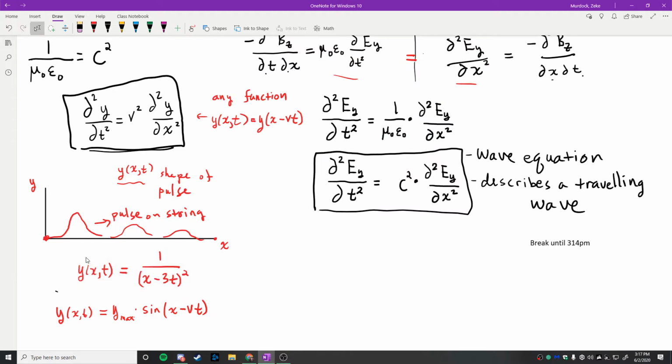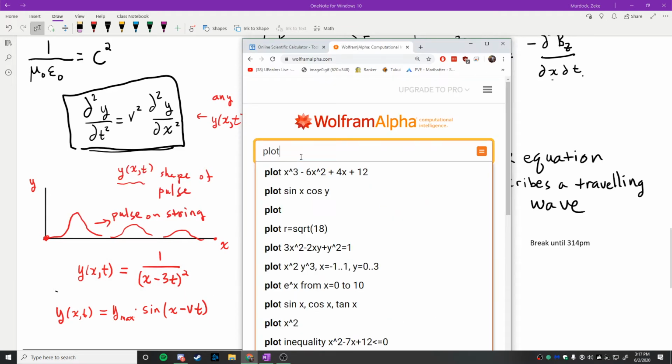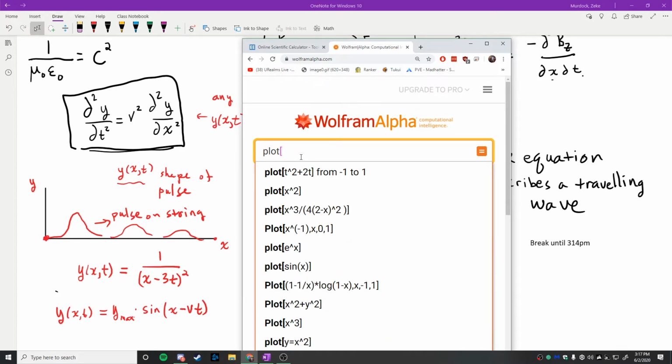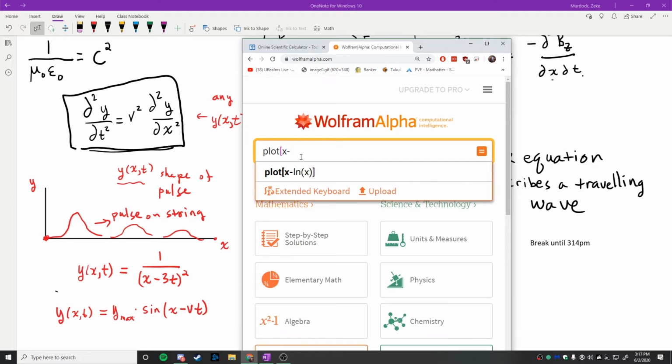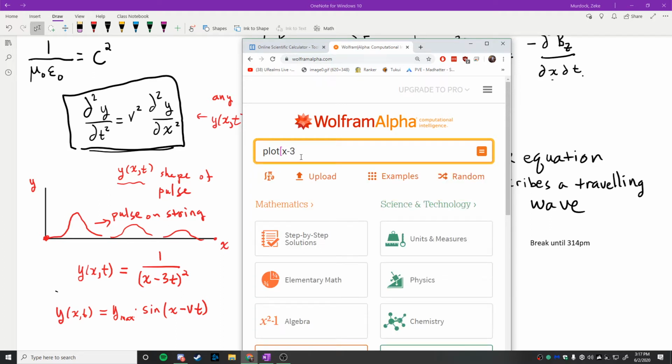Okay. So here's what we're going to do. We're going to plot that function that I gave you there, which is x minus 3 times t. Now, in order to plot this in 1 dimension instead of 2, I'm going to say x minus 3 times 1, for 1 second. And then we're going to evaluate this to the negative 2 power, right? Put parentheses around this just in case.